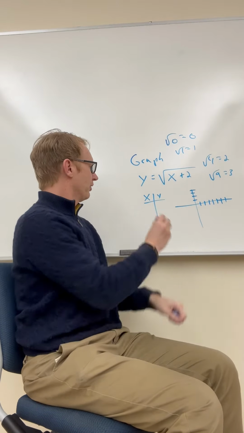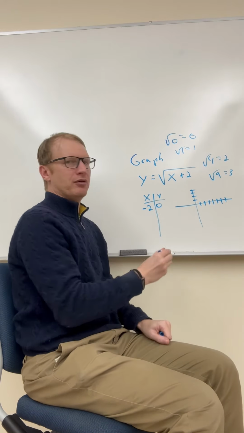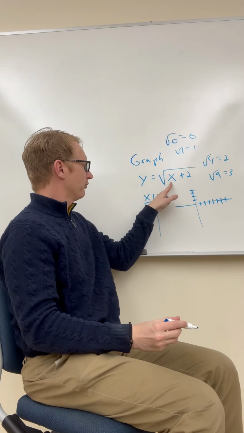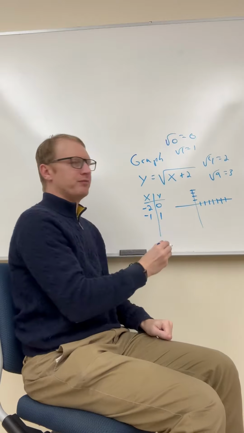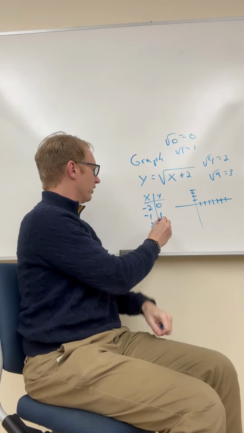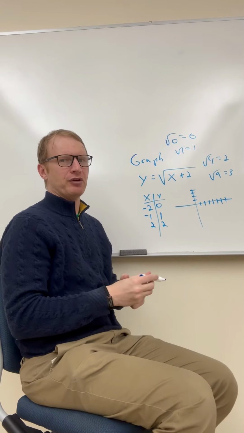Well, you put negative 2 in, and then you get negative 2 plus 2, which is 0, so y is 0. What about getting a 1 value for y? If I put negative 1 in there, negative 1 plus 2 is 1, square root of 1 is 1. If I put 2 in for x, then we get 2 plus 2, which is 4, and the square root of 4 is 2. So we can go with these three values and get an idea what the square root function is going to do.